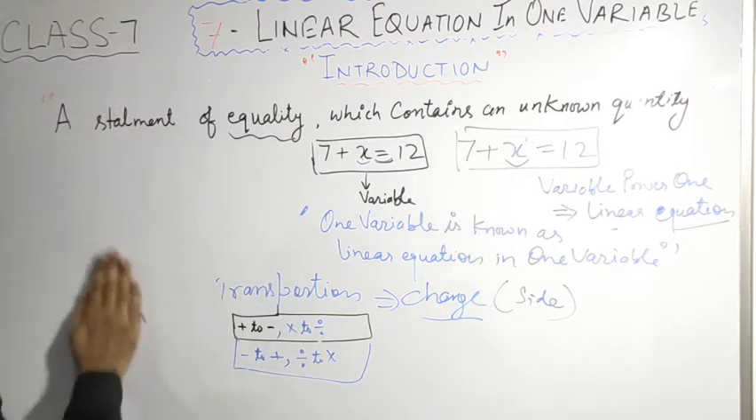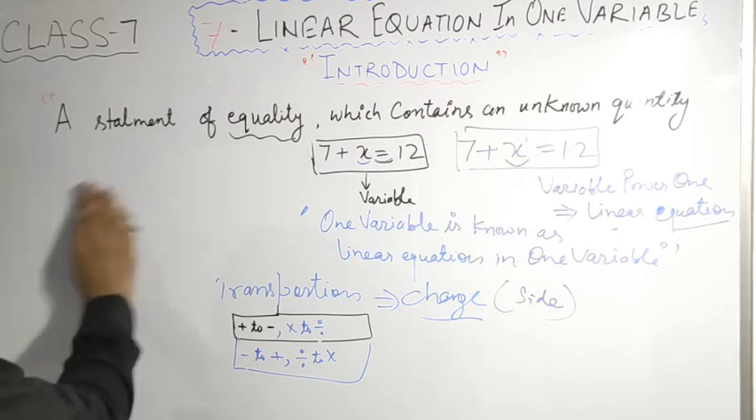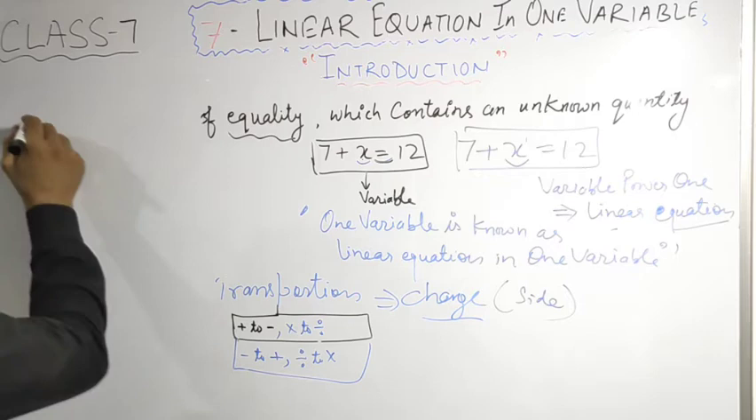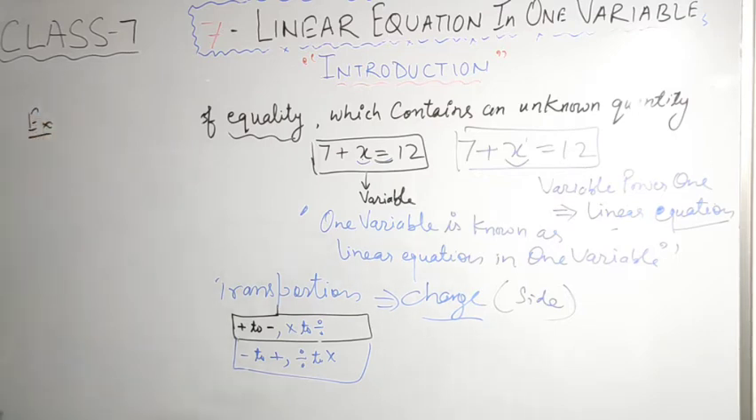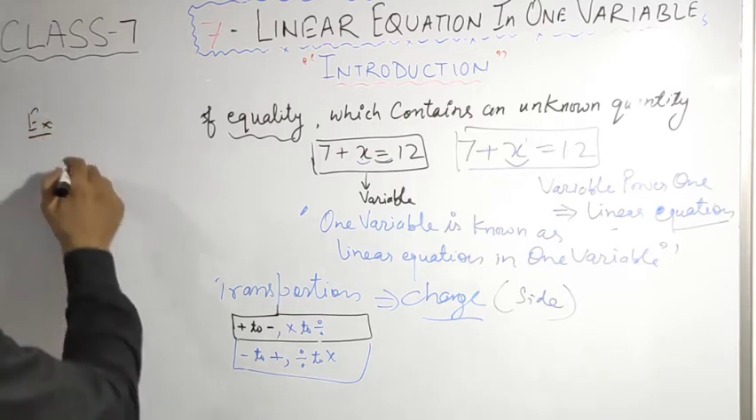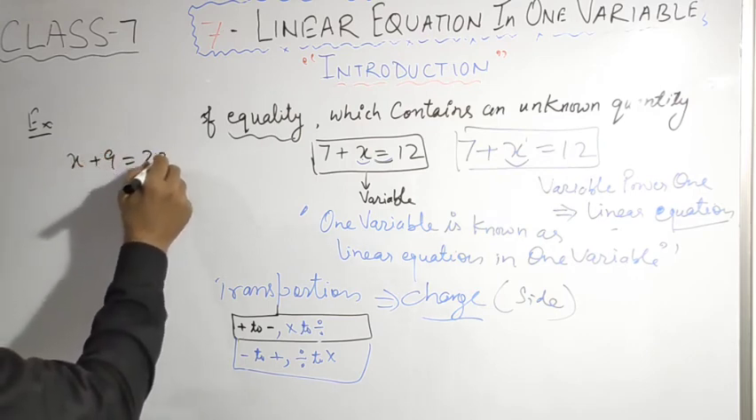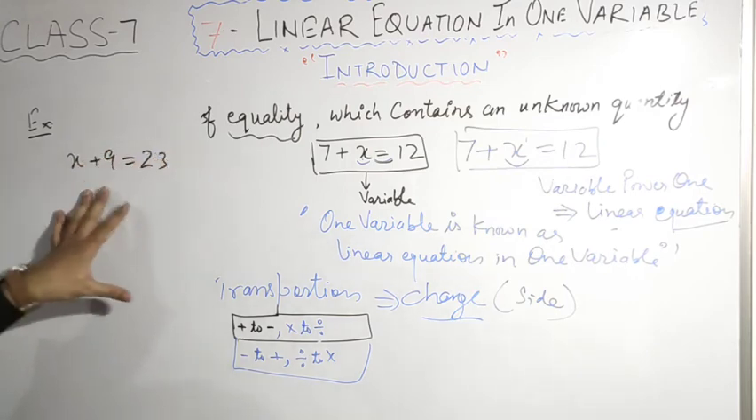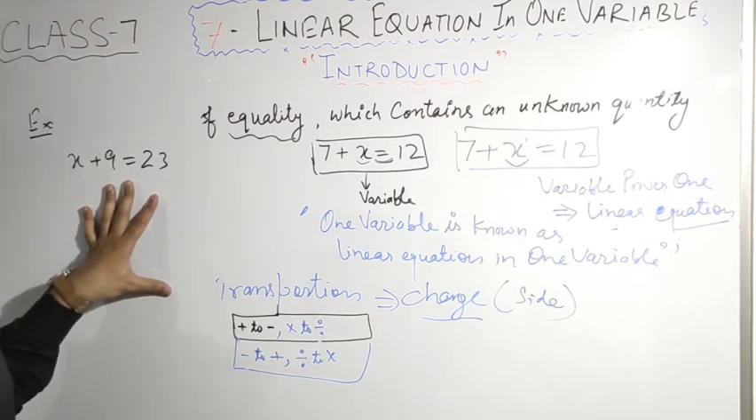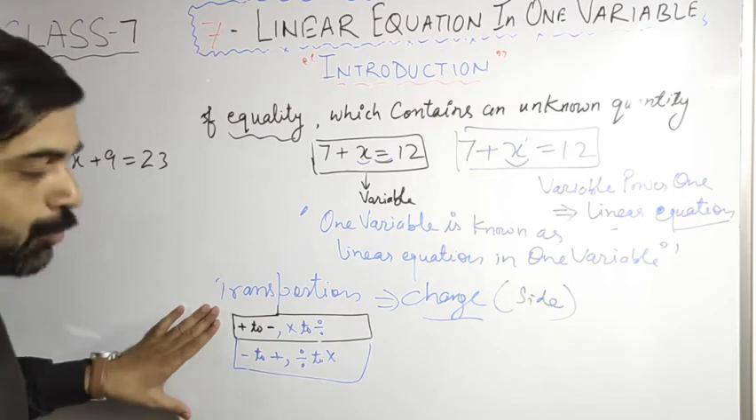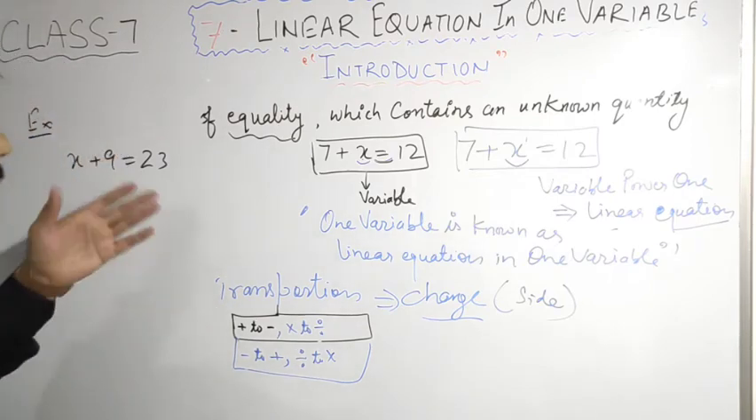Now we take the example, and the first example is, take any example. Suppose that here we take x plus 9 is equal to 23. So how do we make this equation or statement equal? We make it by the transposition method or by the inverse method also.